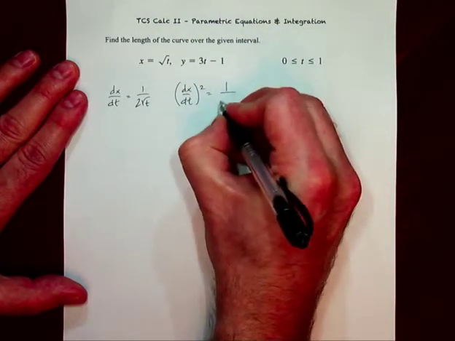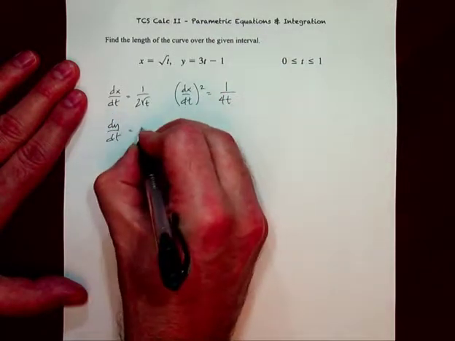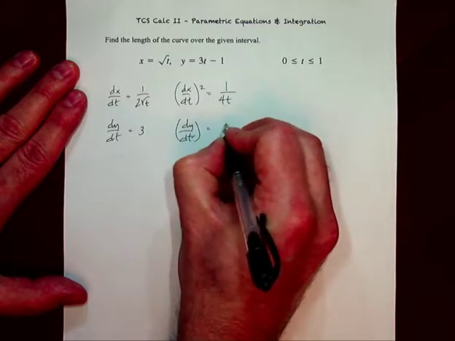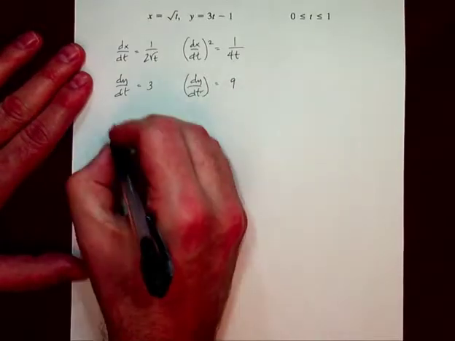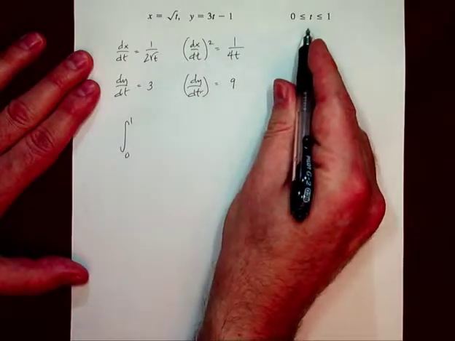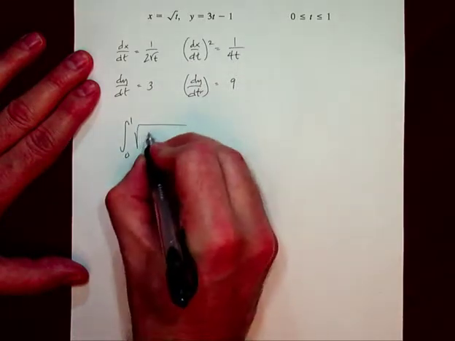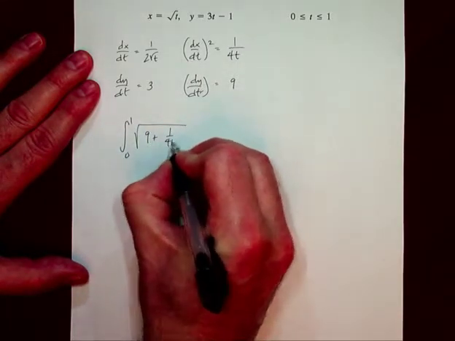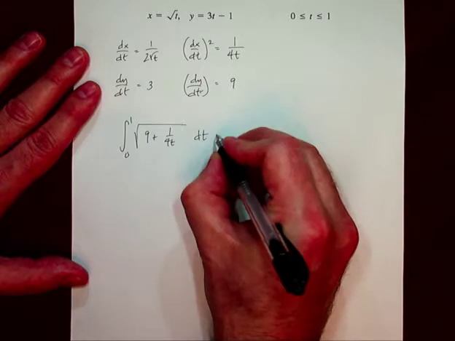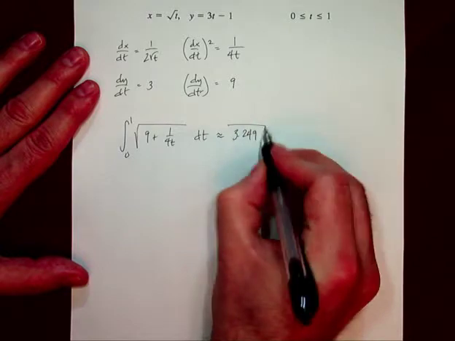And this becomes 1 over 4t when I square it. dy dt is equal to 3, and therefore dy dt squared is equal to 9. That means that I have the integral from 0 to 1. I've already been given my alpha and my beta, my limits of integration with respect to t. And this is 9 plus 1 over 4t dt. And of course, it does wind up being 3.249 when you plug it into your calculator.